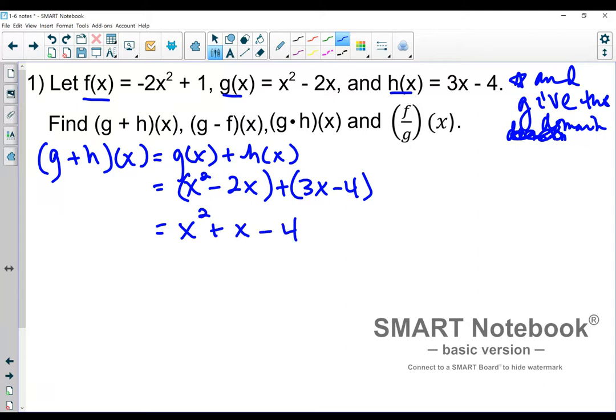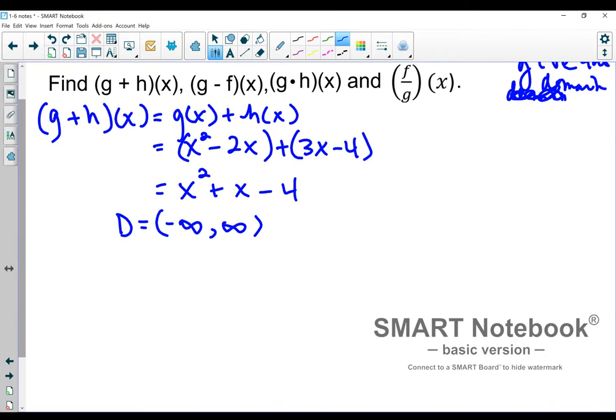And I know if I have something like a parabola, I can plug in any number. So I would say that my domain is negative infinity to infinity. So with domain, we have to worry about square roots. We have to worry about fractions.